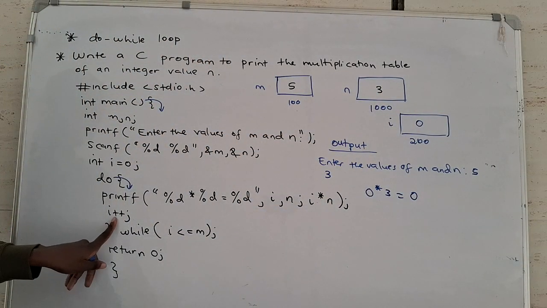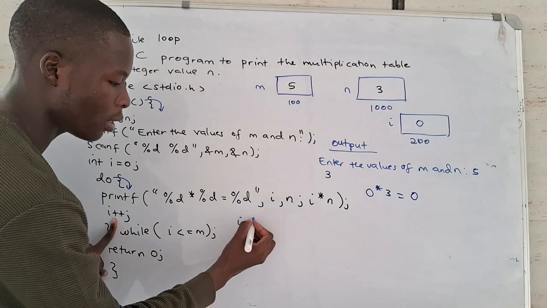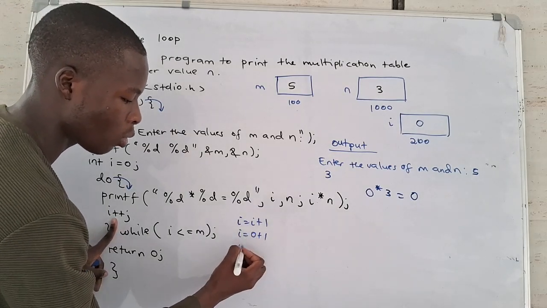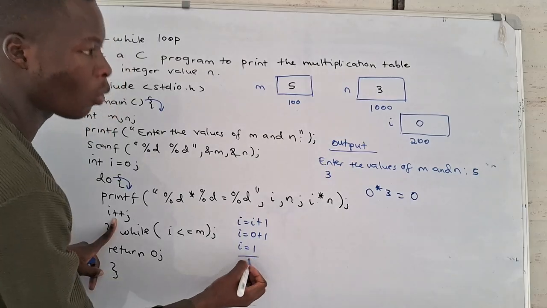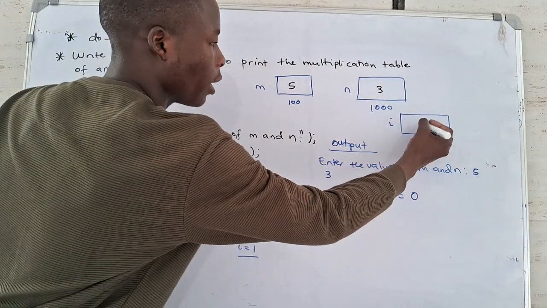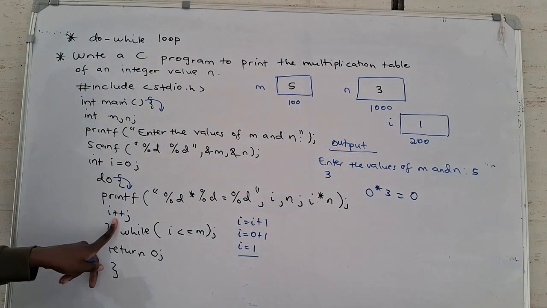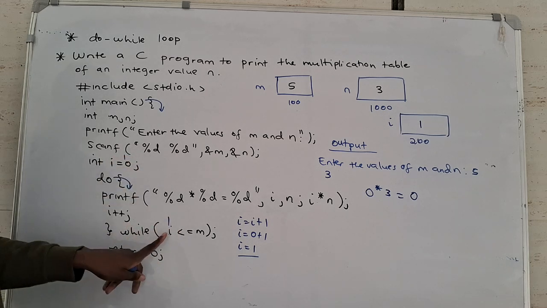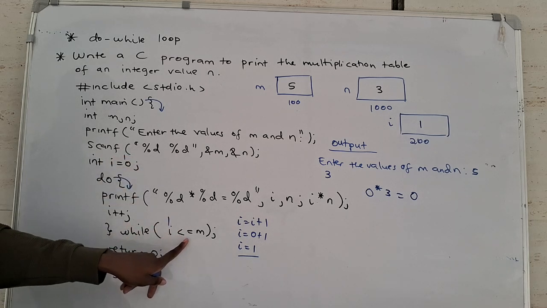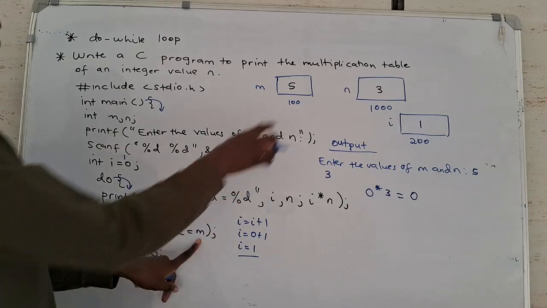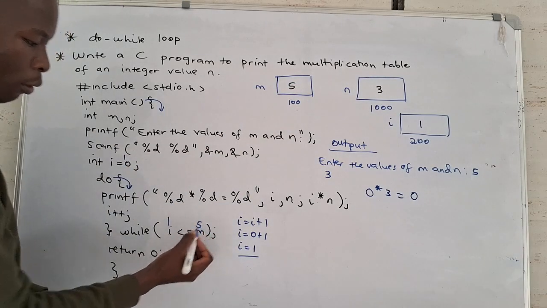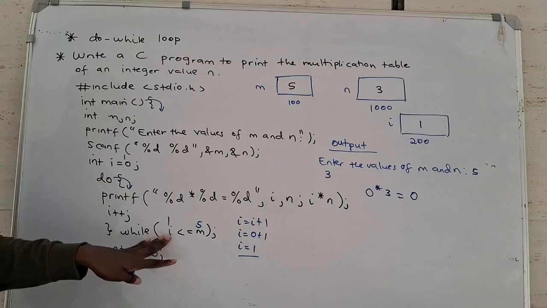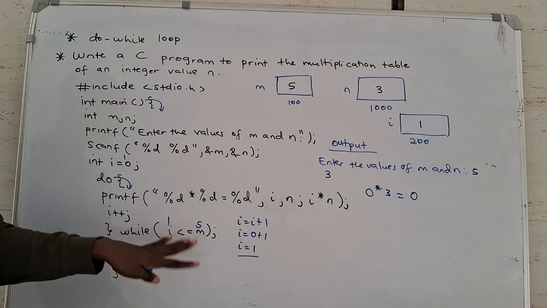The value of i is incremented. i is equal to i plus 1, so i is equal to 0 plus 1. So the new value of i is now 1. Here it is going to check: i is less than or equal to m. What is the value of m? m is 5. So is i less than or equal to m? Yes, 1 is less than 5.